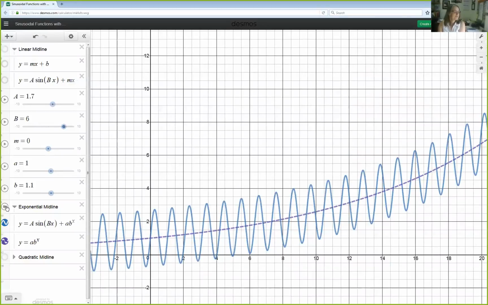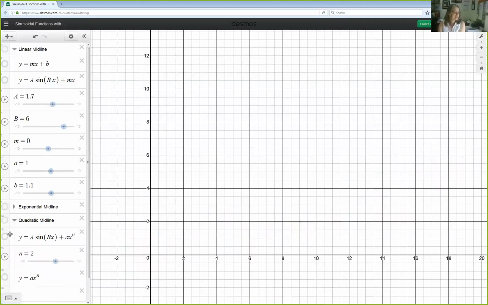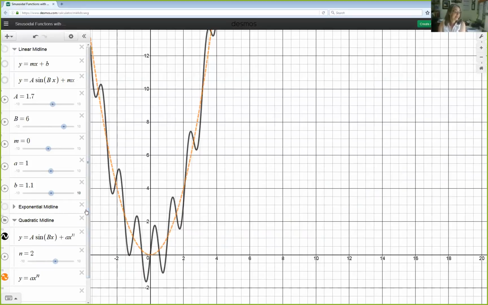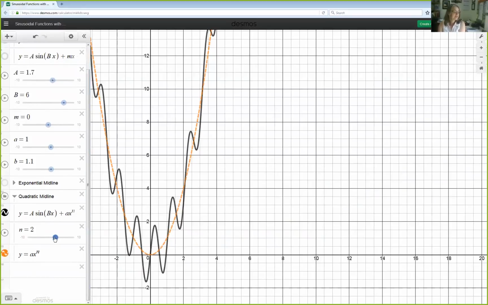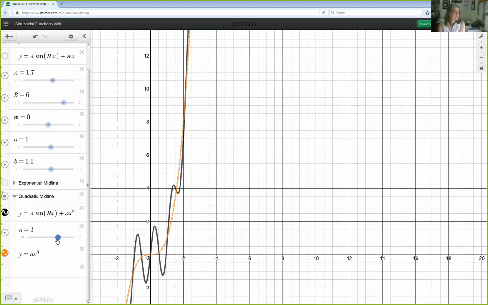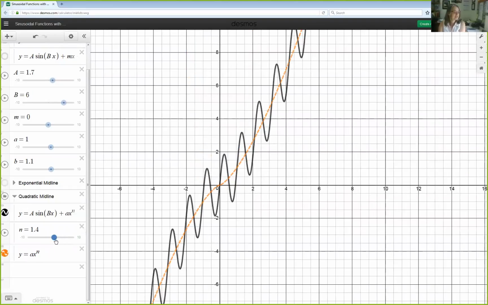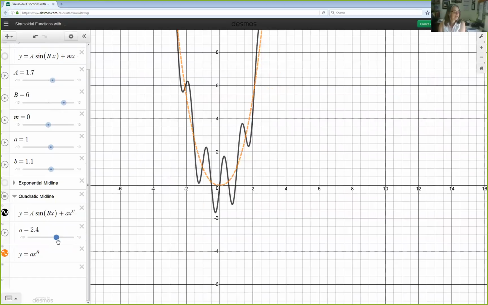All right, we can put almost anything in for our midline function. Here's a quadratic. I can make that a cubic. That's a quartic. Here is a cubic. All right, so my point is that we can first identify a midline function, and then we can talk about the sine function that would handle oscillations around that midline.